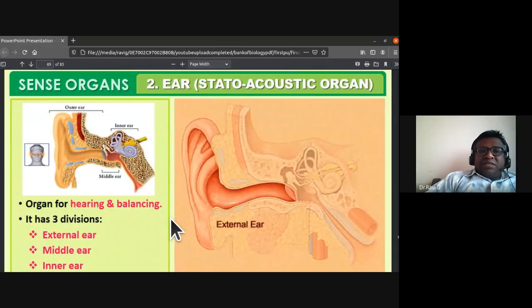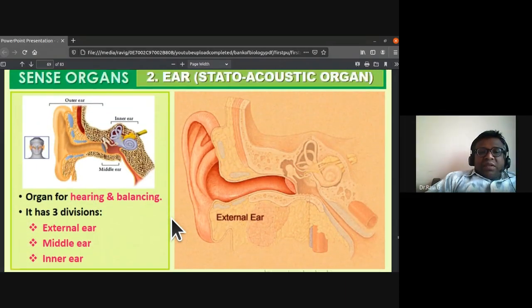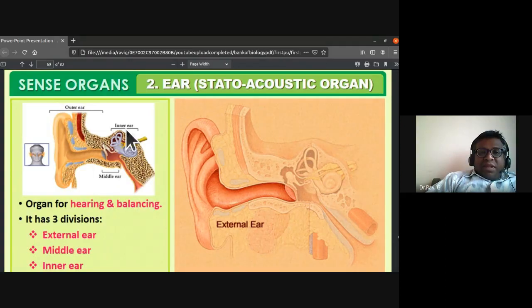The next part of our sense organs is the ear. It is divided into the outer ear and the inner ear. The ear is also a statoacoustic organ. We have a pair of ears with this lobe, what we call the pinna. The ear is a statoacoustic organ to receive sound.